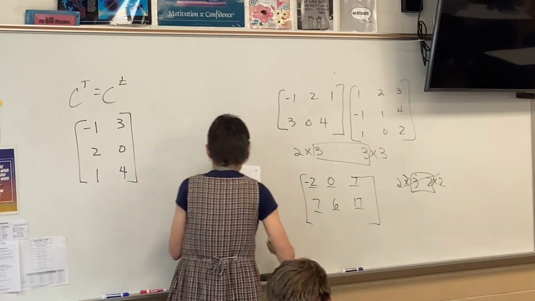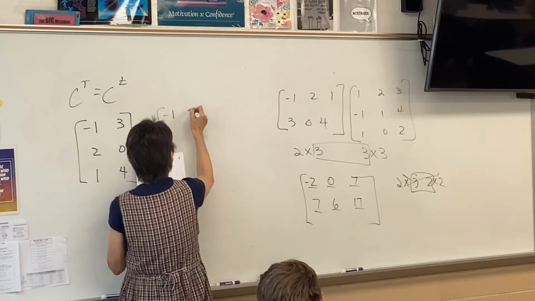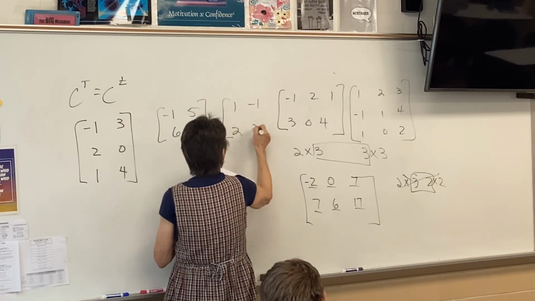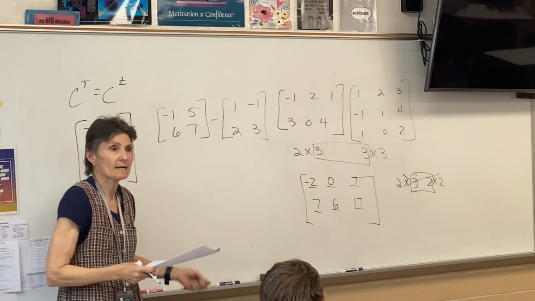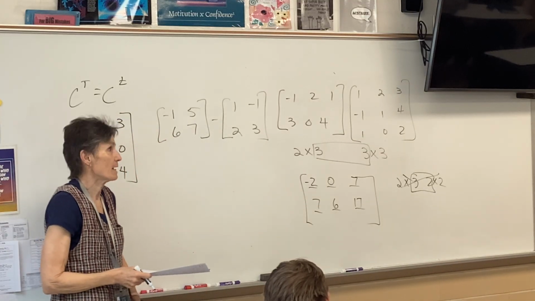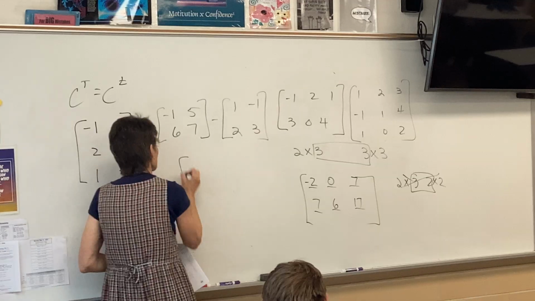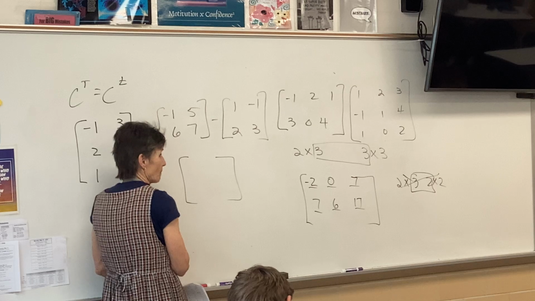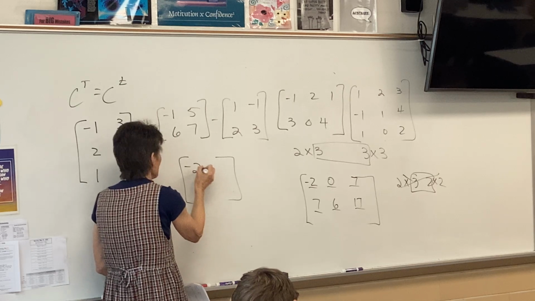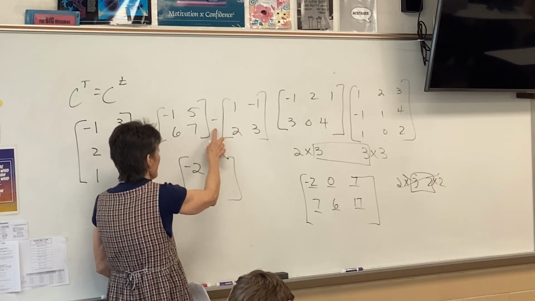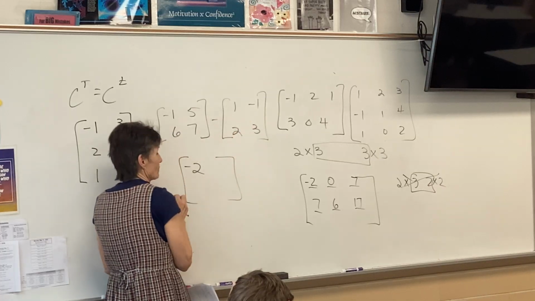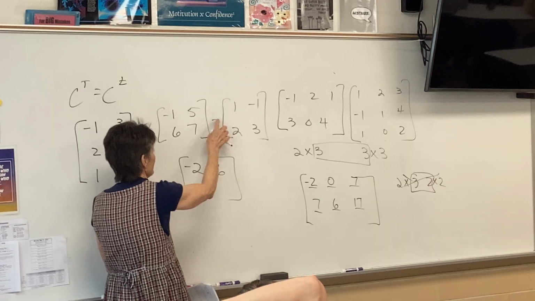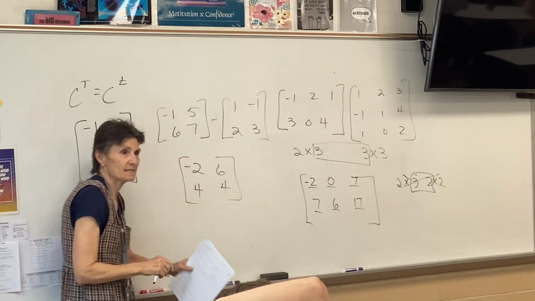Can we do D minus A? Yeah, because the rule for subtraction is the same as the rule for addition. They have to be the same size. Now we're subtracting, so just be careful. Negative 1 minus 1: negative 2. 5 minus negative 1: 6. 6 minus 2: 4. 7 minus 3: 4. There's your answer. Easy as that.